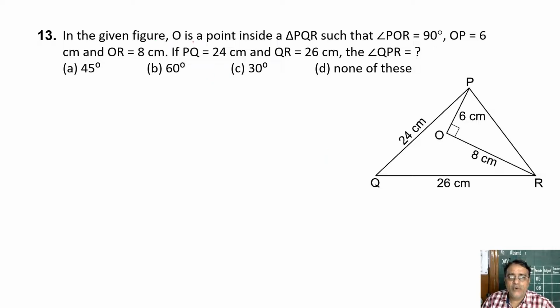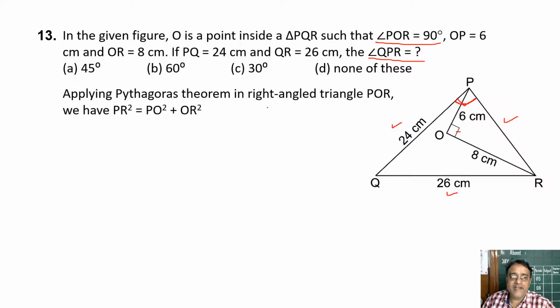In the given figure, O is a point inside a triangle PQR such that angle POR is 90 degrees. OP is equal to 6 centimeter, OR is equal to 8 centimeter. Now if PQ is equal to 24 centimeter and QR is equal to 26 centimeter, what is the value of angle QPR? So first we will find the value of this side, PR. How will you find PR? Using Pythagoras theorem in triangle POR.